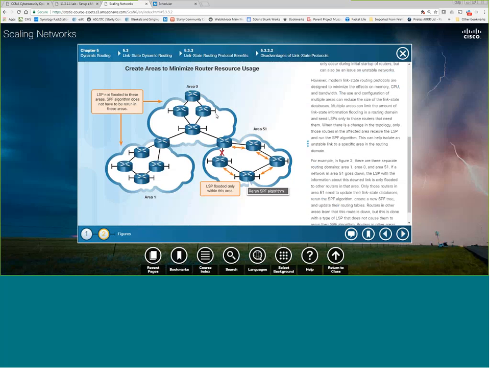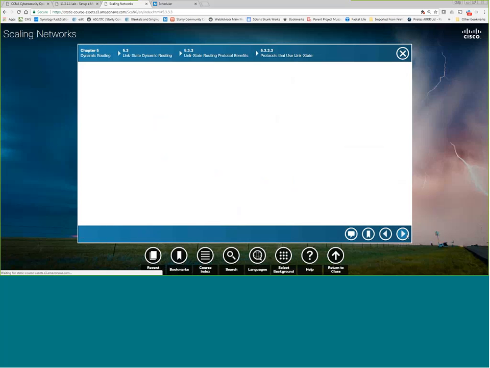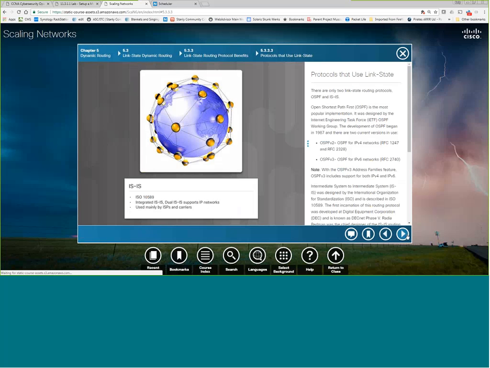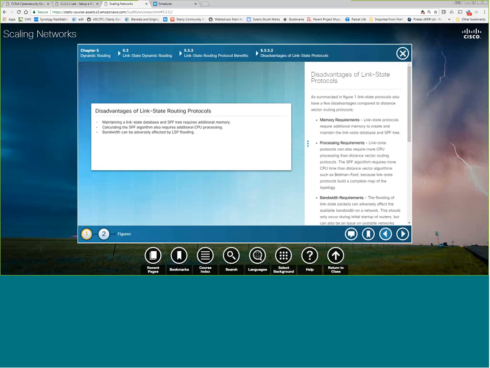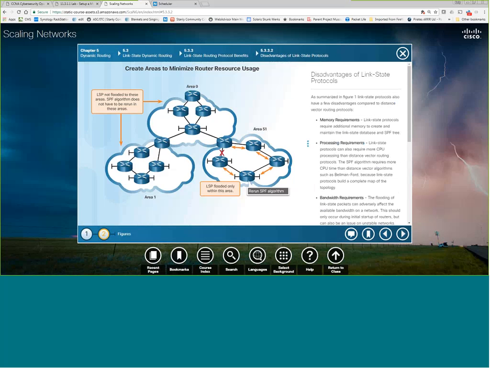This is where we can actually create multiple areas and then keep the LSP floods from going through it. We can keep the information inside an area by summarizing networks. And we'll talk more about that when we get to the OSPF section. I noticed I got an area 51 in that one. Yeah. Just be careful. It could disappear on you. You never know what may happen.